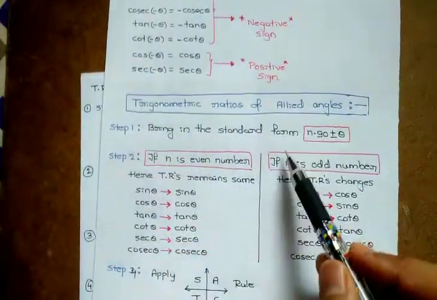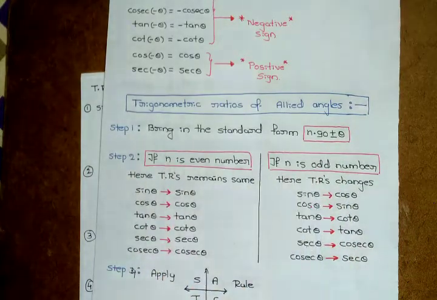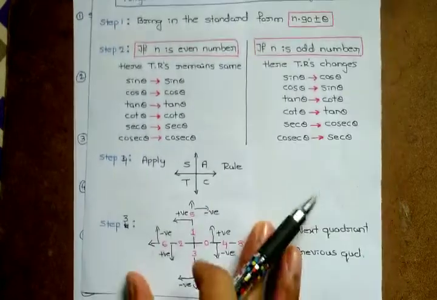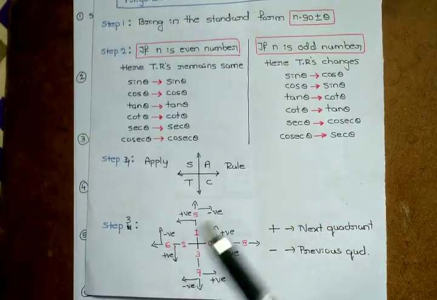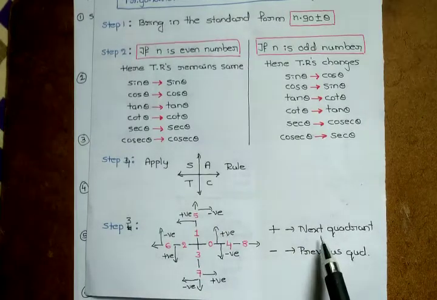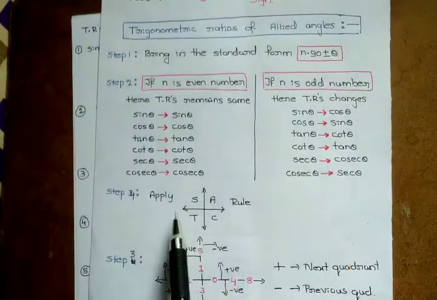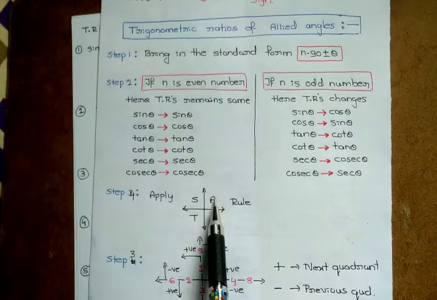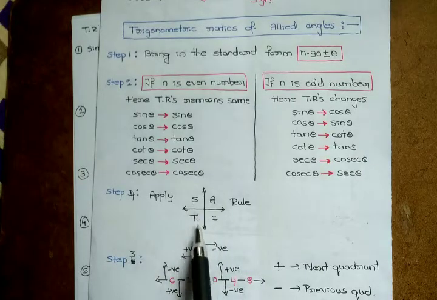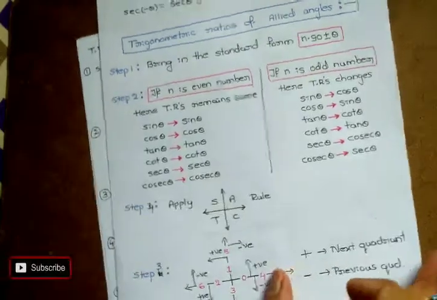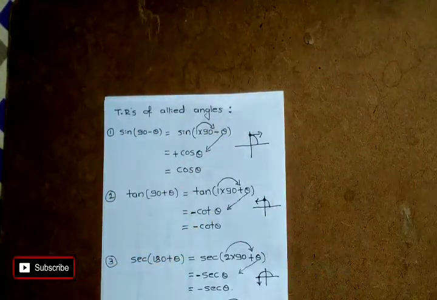Okay, so like this, easily using these steps. This is the step number 1. Bring in the standard form n into 90 plus or minus theta. Step number 2, check whether n is even number or odd number. This is the third step. Draw the plus sign, then see n plus or n minus lies in which quadrant. In that plus if it comes, it will jump to the next quadrant. Minus comes means it will go back to previous quadrant. So later on you have to remember this ASTC rule. All are positive, sine and cosec are positive, tan and cot are positive, cos and sec are positive, and in these 3 remaining all 4 are negative sign. So like this, easily you can find all trigonometric ratios of allied angle values.